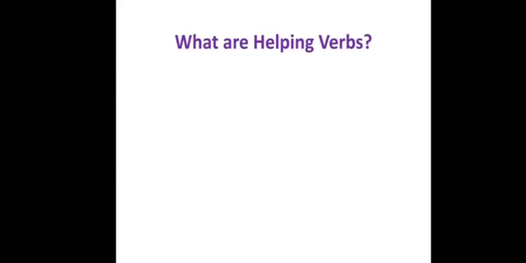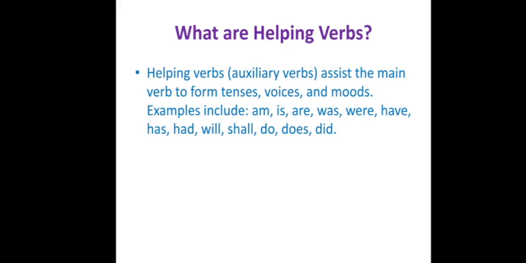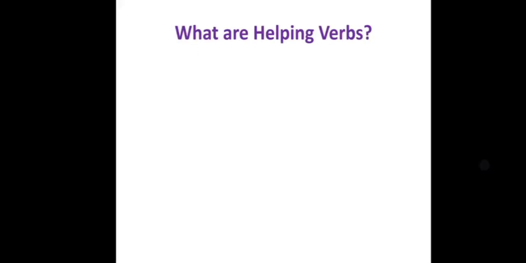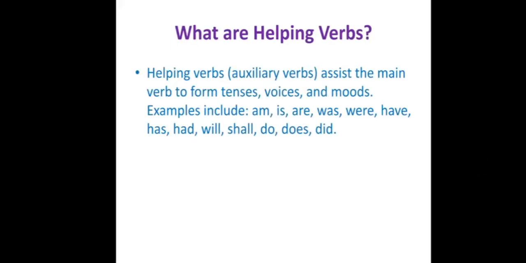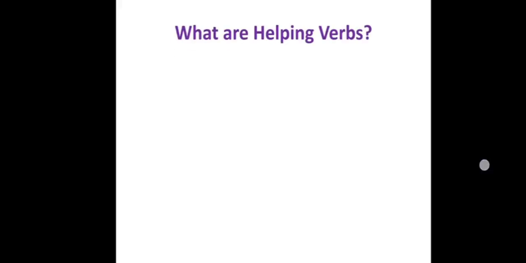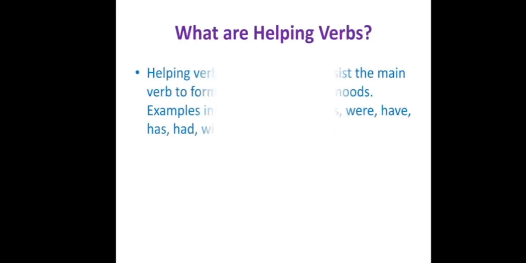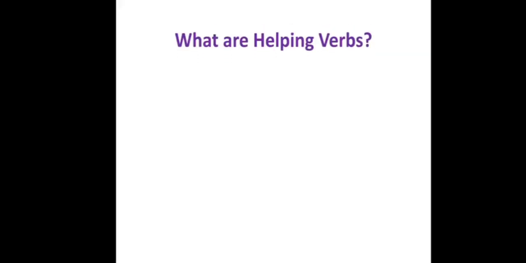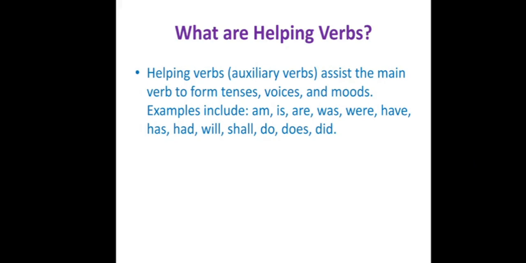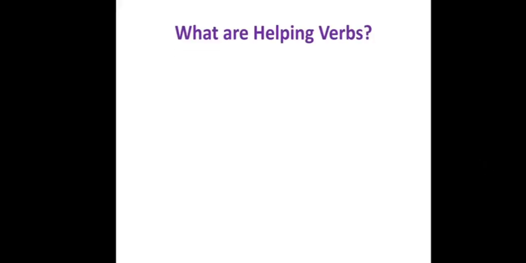First, let's understand what helping verbs are. Helping verbs, also known as auxiliary verbs, assist the main verb in forming tenses, voices, and moods. Some common examples include be verbs: am, is, are, was, were. Have verbs: have, has, had. Do verbs: do, does, did. Modals: will, shall, can, could, may, might, must, etc. These verbs do not have meaning on their own, but work with the main verb to give the sentence proper tense and meaning.